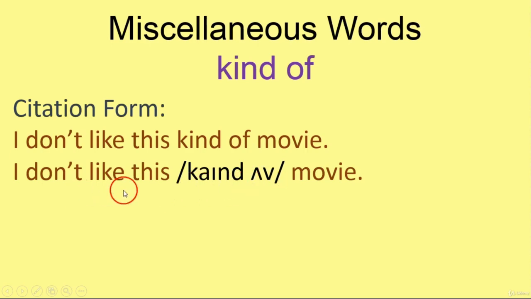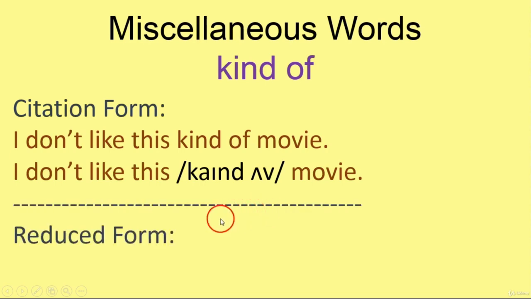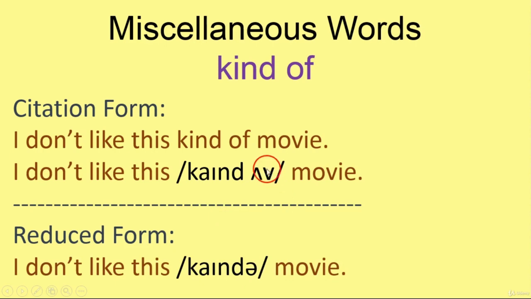Kind of. I don't like this kind of movie. However, in reduced form, we don't pronounce the V at the end of of. We just use the schwa sound. Kind remains the same, but we blend the sounds together to produce kinda. I don't like this kinda movie. Repeat. I don't like this kinda movie.